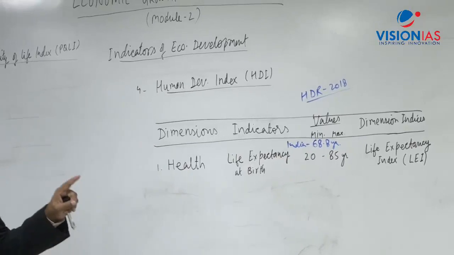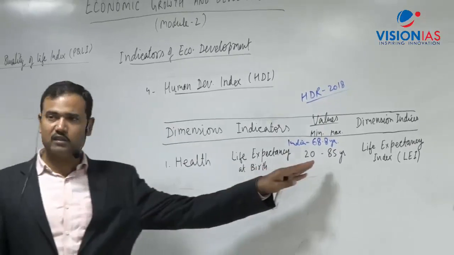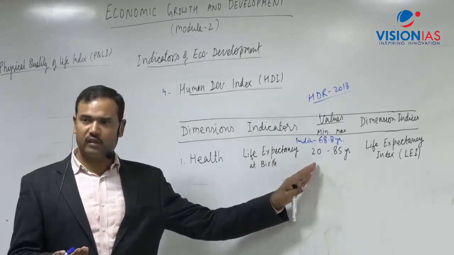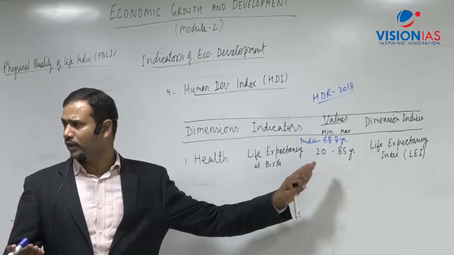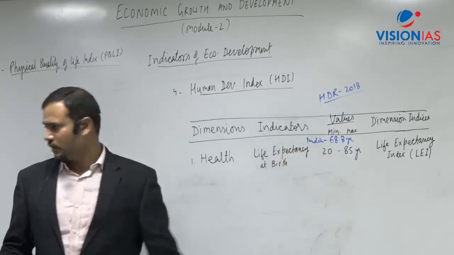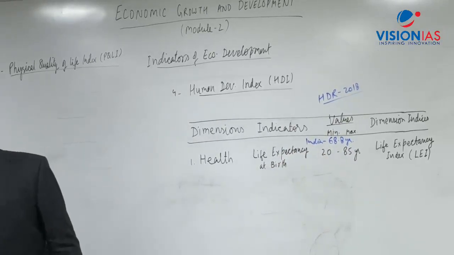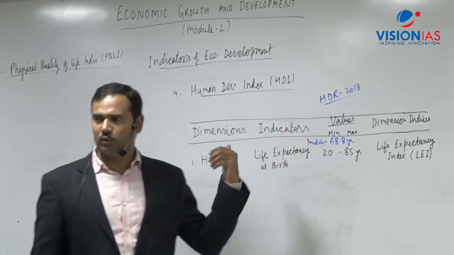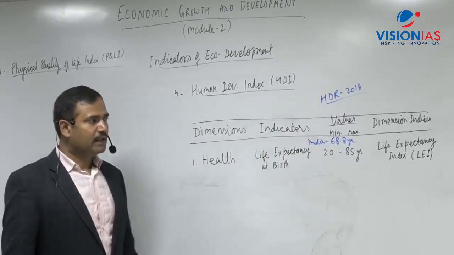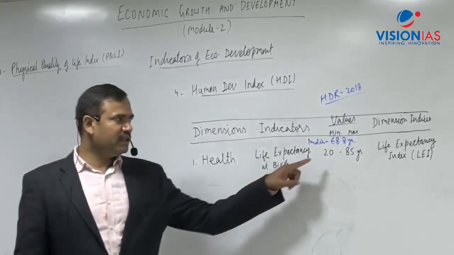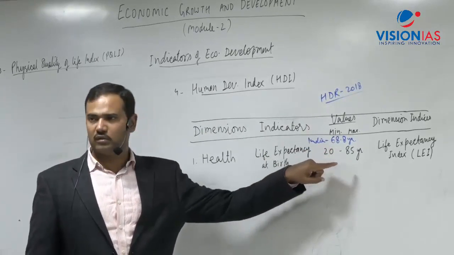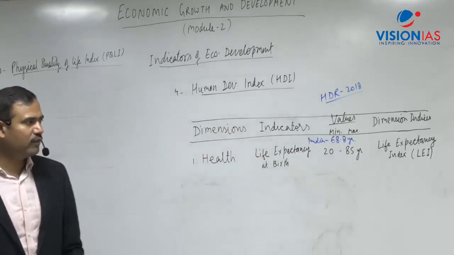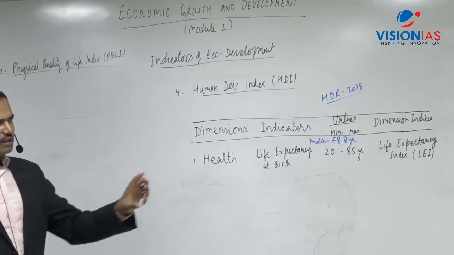The maximum was in Japan. It was 84 point some years, close to 85. Means no country has more than 85. And no country has 20. They have rounded off this. Every country has more than 20. So these are rounded figures. I have not seen the world average, but maybe it is somewhat higher than this, probably close to this. Okay, so 68.8 years in India and the range is this. How we construct the index separately we'll discuss.